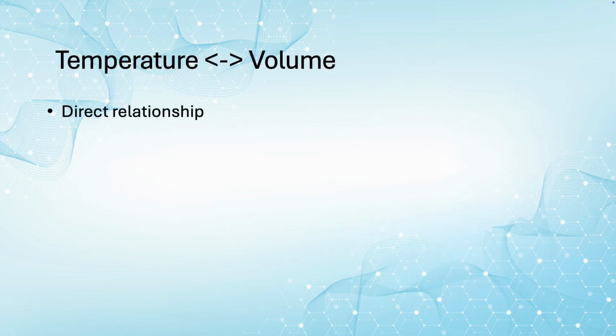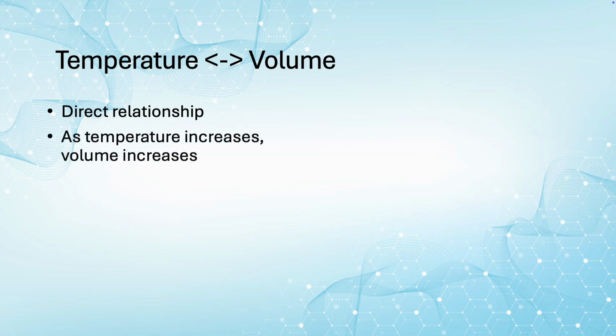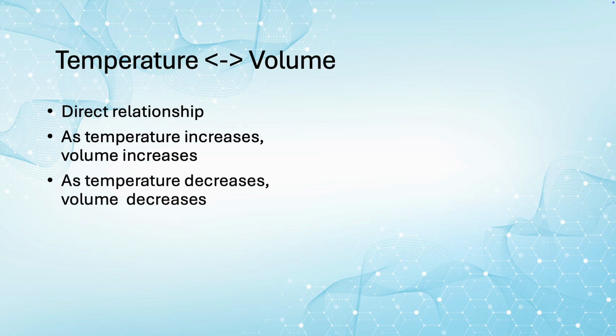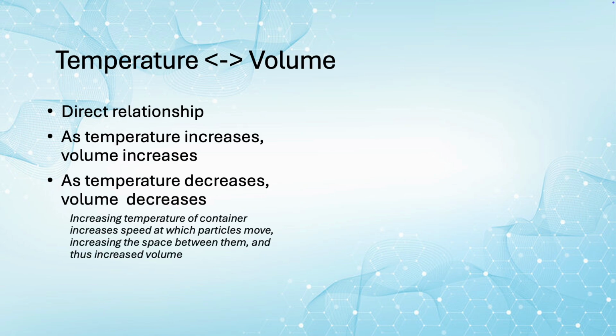Finally, there's also a direct relationship between temperature and volume. As temperature increases, there's an increase in volume. As temperature decreases, there's a decrease in volume. We can understand this similarly to the previous law, showing that as temperature increases, molecules move around faster, allowing for more space between them, and thus more volume. This law is known as Charles's law.